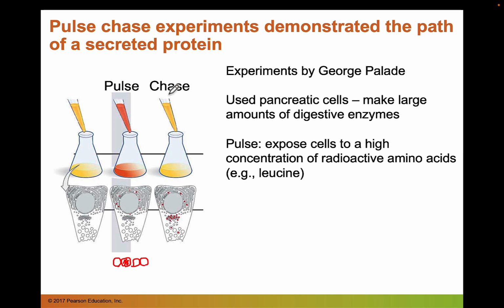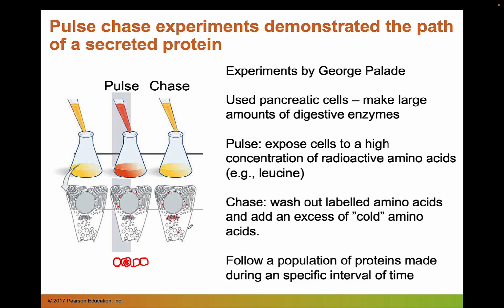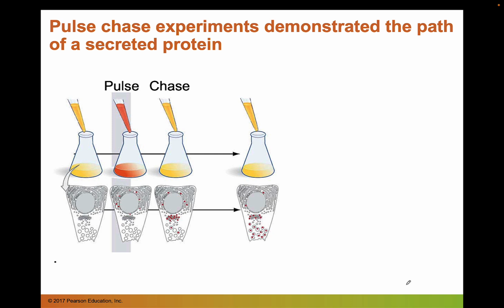The pulse period is then followed by this chase period. And so in the chase period, that radiolabel is washed out and you add an excess of cold amino acids. So now any newly formed proteins that are being made, we have amino acids, and for example, this one, let's say this is a leucine. So here, this is not going to be radiolabeled. And so essentially this protein that's made after this pulse period will basically be invisible. And so this will allow us to look at a population of proteins that were made during a specific interval of time and to follow those proteins in subsequent series of experiments, so over more time. And so that's what Palade did.